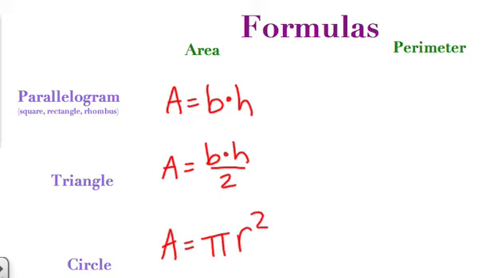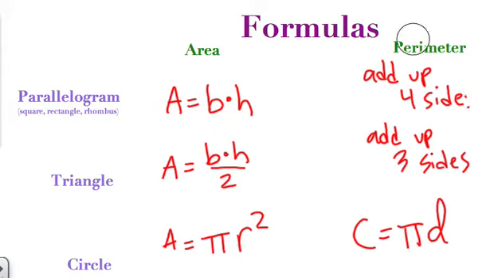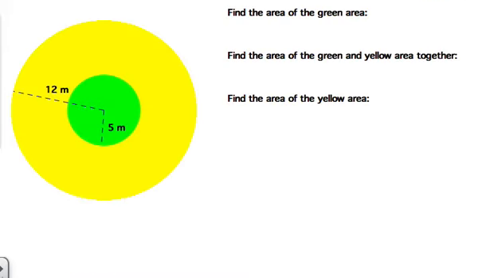Okay. For perimeter, if you're doing a parallelogram, you just add up the 4 sides. For a triangle, you add up the 3 sides. And make sure they're only the outsides, not the middle height or anything like that going through the middle. And a circle, its circumference is the perimeter, and it's pi times the diameter. Okay, so diameter for circumference, radius for the area. Okay, make sure you have all these jotted down.